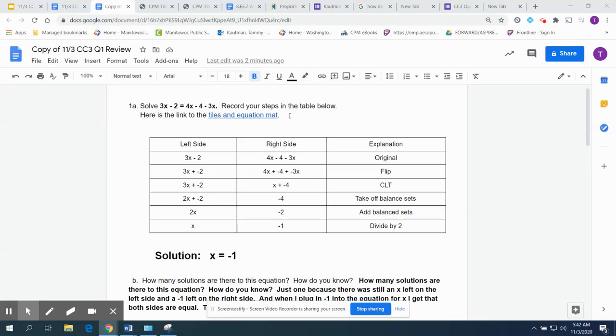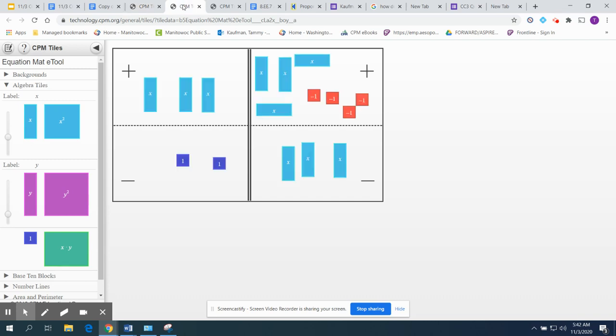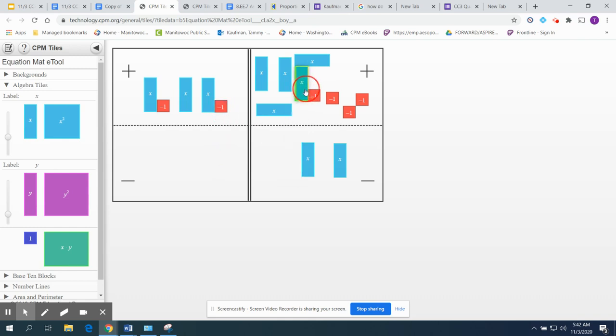Okay, to go through the solution to the review, I first wrote this down on a piece of paper, and then I went into the link and I built it. I already have it built for us. So the first step that I'm going to do is I'm going to flip these up and change them. I'm going to do the same thing on the right side.